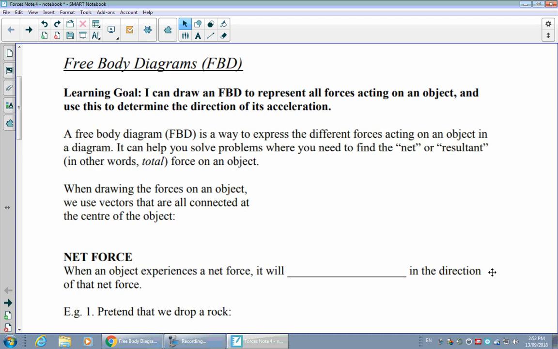The free body part means that it's just a single object with nothing around it, and we're just representing the forces on that one specific object. And it, in the long run, can help us to figure out what the total or the net force on that object is actually equal to.